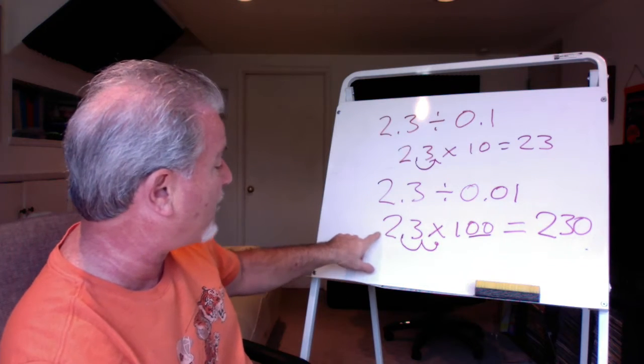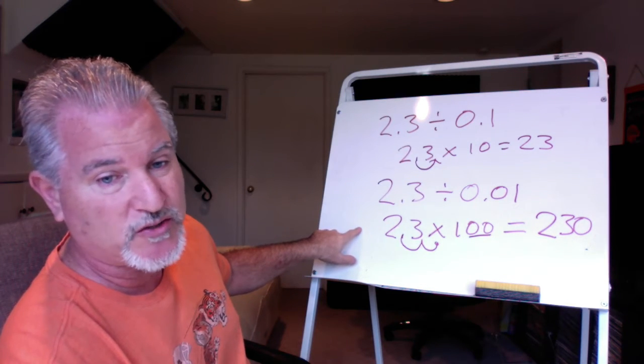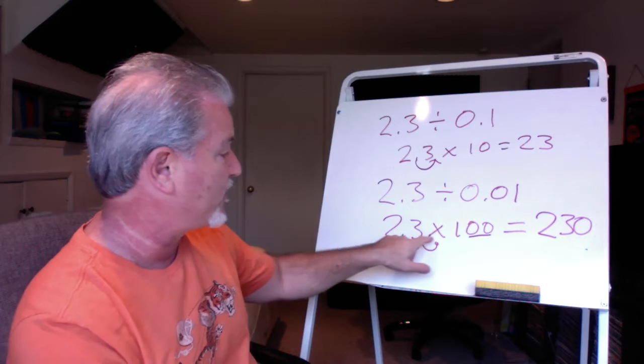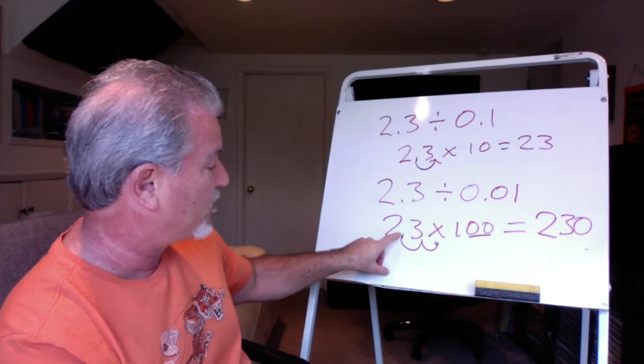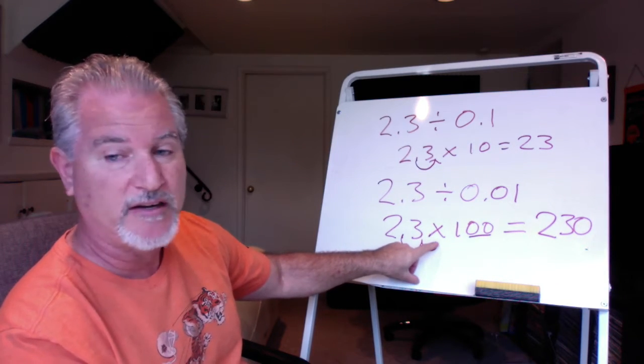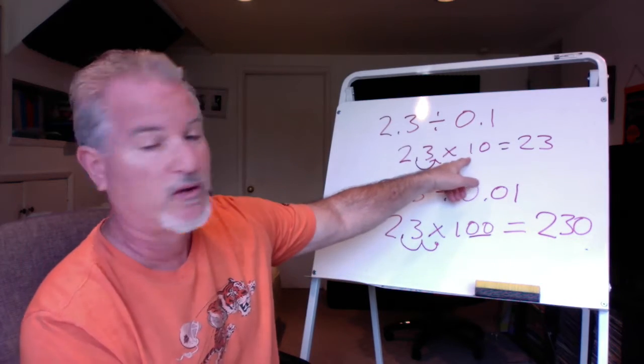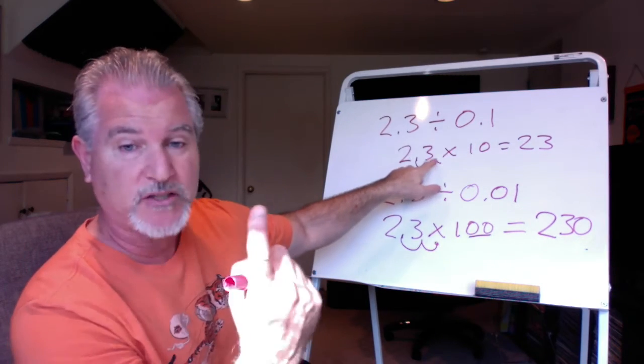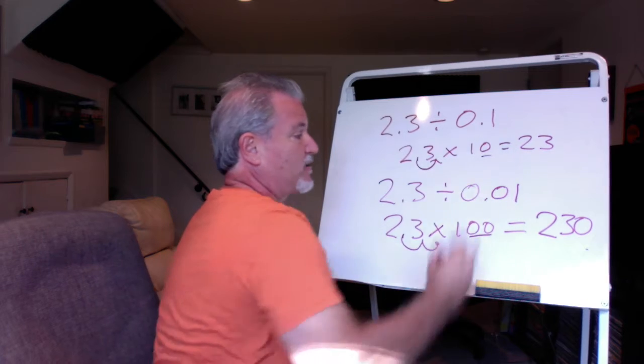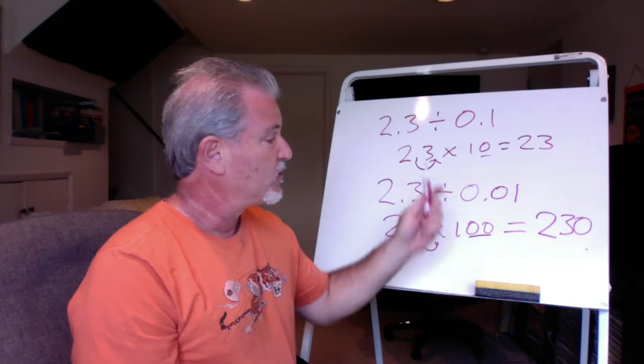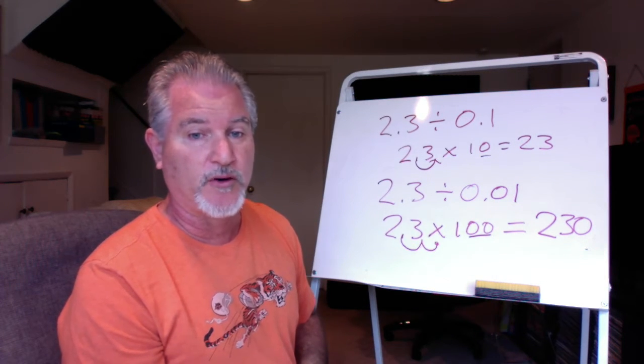Again, if I went the opposite way, it would make the number 100 times smaller, and we don't want that because we're multiplying by 100. So we're going to move it 2 spots to the right to make 230, and when we're multiplying by 10, we're moving it 1 spot to the right. 10 has 1 zero. Okay? So that should get you started for your practice problems.